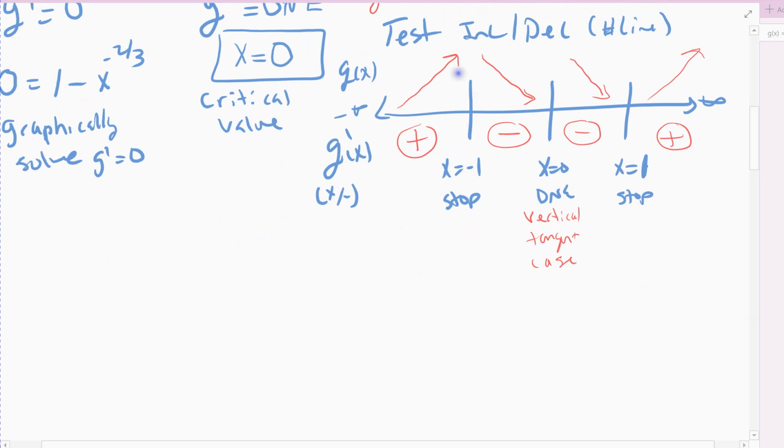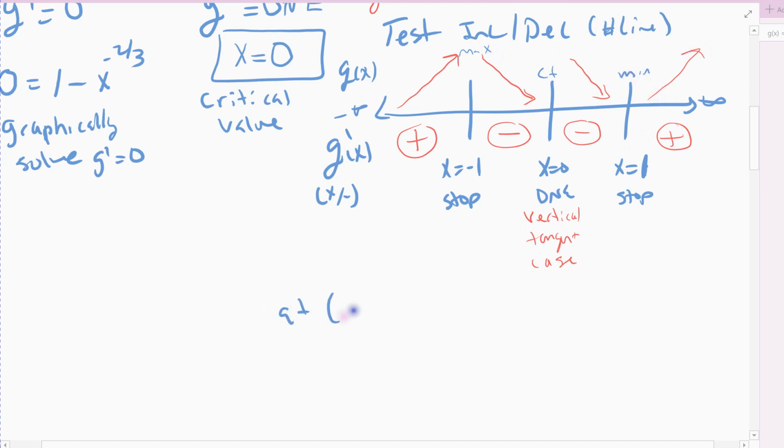So at the critical moments, you'll see it's moving up and moving down, so this means this is a max. This is just a critical point, neither a max nor a min. It's a special case where I've got a vertical tangent. And then at 1, it was moving down, switched to moving up, and so this would be a minimum.